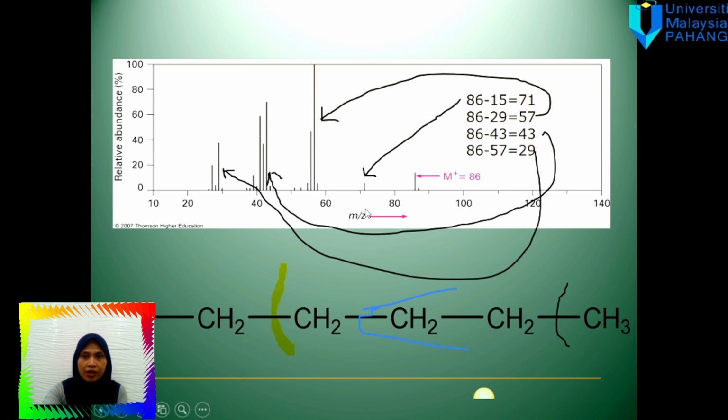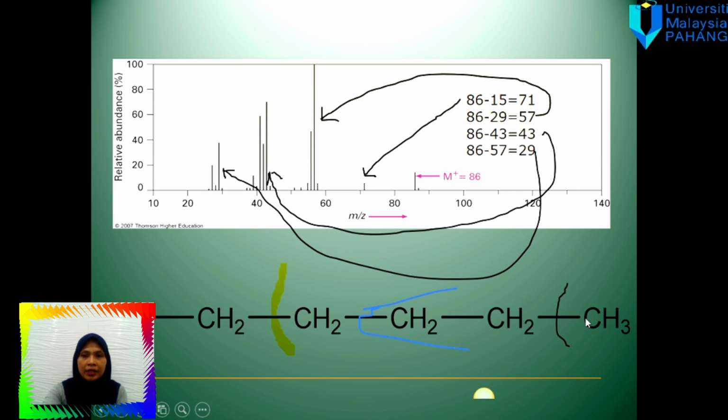And the next loss will be the next peak. So 86 minus what becomes? We have to predict which peak, and synchronize it with our molecule. So 86 minus 43 becomes 43. So 43 is the loss of a propyl group. And the last one is the loss of 57. 57 means the loss of a butyl group, and this is the break here.